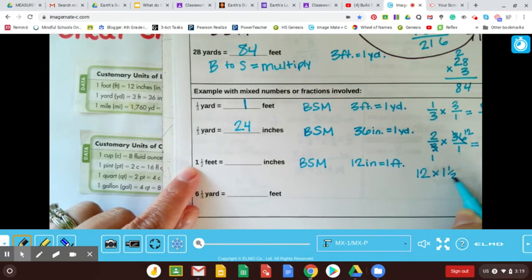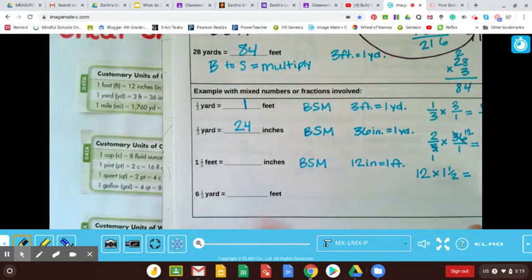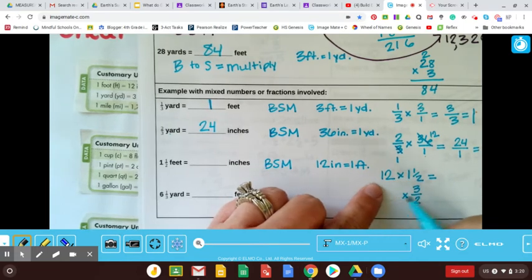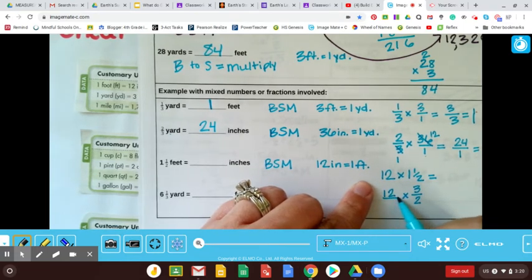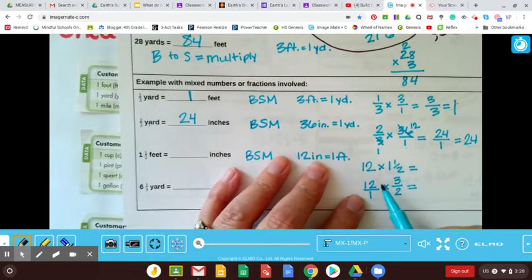Now, I don't like to multiply mixed numbers. I'd rather just convert it into an improper fraction. So I'm going to go 2 times 1 is 2, plus 1 would be 3/2, right? It's another way to say it. And if it's a whole number, then you better put a 1 under it. All right, and now I have this problem here. 12 times 3 over 1 times 2.